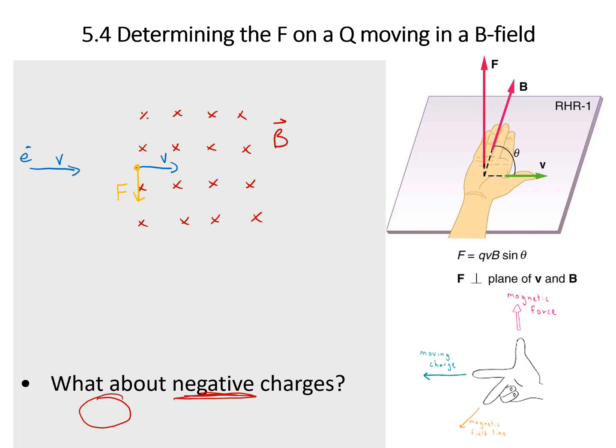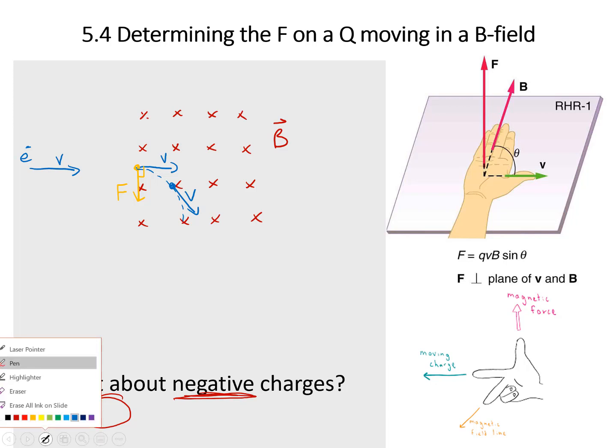Force is down. But since my force is perpendicular to the velocity, we're not going to get any work done. We won't speed up or slow down. All it's going to do is change the direction of our particle. And in fact, since the force is always going to be perpendicular to that velocity, we're never going to get a change in speed. We're only going to get a change in direction.